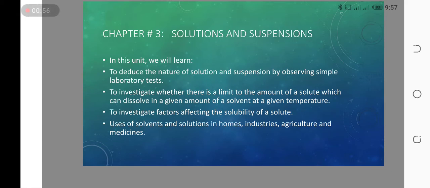Then we will learn to investigate whether there is a limit to the amount of a solute which can dissolve in a given amount of a solvent at a given temperature, or at room temperature. And then we will investigate factors affecting the solubility of a solute. At the end of this unit, we will discuss the uses of solvents and solutions in homes and in the fields of industry, agriculture and medicine.